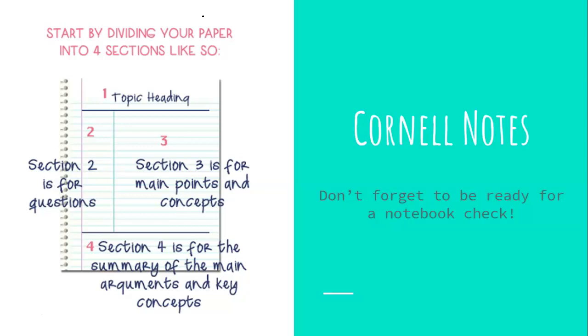You need to have a line about 1.5 inches from the left-hand side to allow space for you to ask questions in class. You need to have a line about 4 or 5 lines up from the bottom of the paper for a summary, and then section 3 is where you will actually be taking your notes.